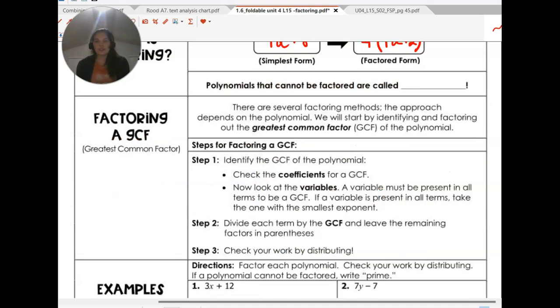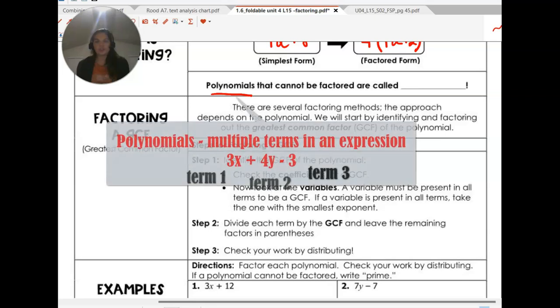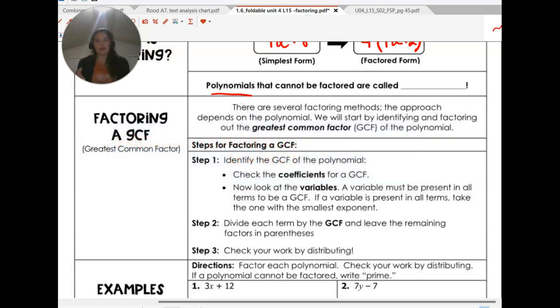Okay, sometimes though, when you get an expression, we have a set of polynomials, which are multiple terms within an expression. That's what a polynomial is. That cannot be factored. So you cannot pull out. So each term in the expression does not share a greatest common factor. Well, when that occurs, that means we can call it a prime. So there are several factoring methods. The approach depends on the polynomial, which again, polynomial means multiple terms in an expression. We will start by identifying and factoring out the greatest common factor, GCF.